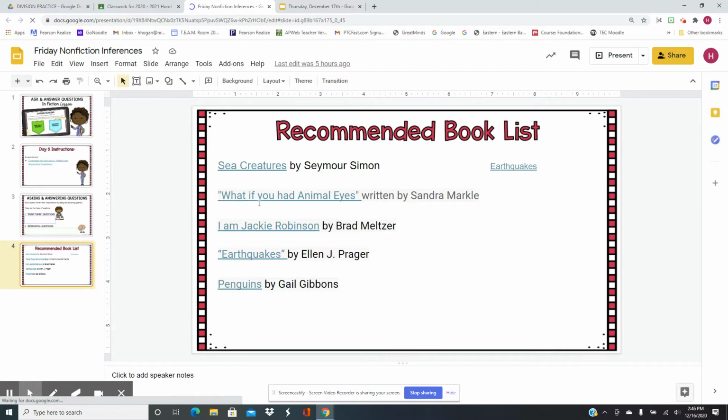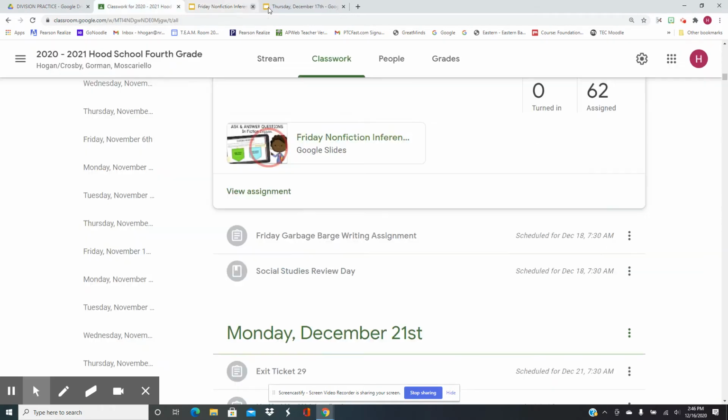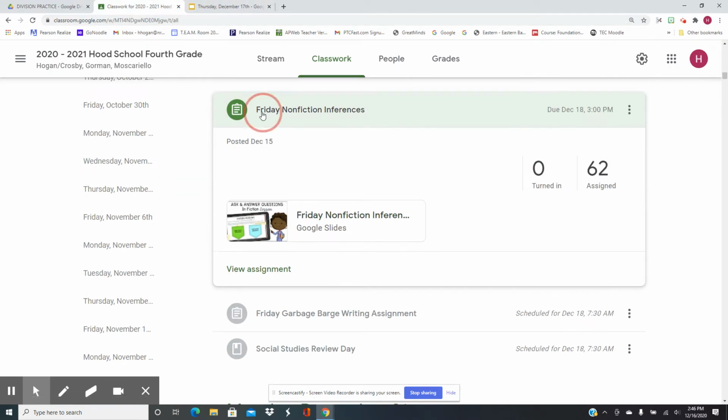Sea creatures, what if you had animal eyes? I'm Jackie Robinson. I added earthquakes here because this earthquake link doesn't work, and penguins. So you can pick a book from there or from Epic.